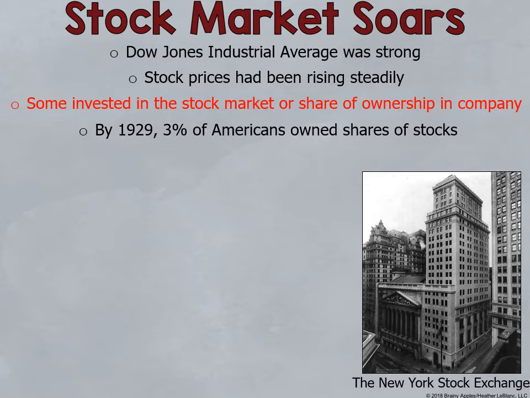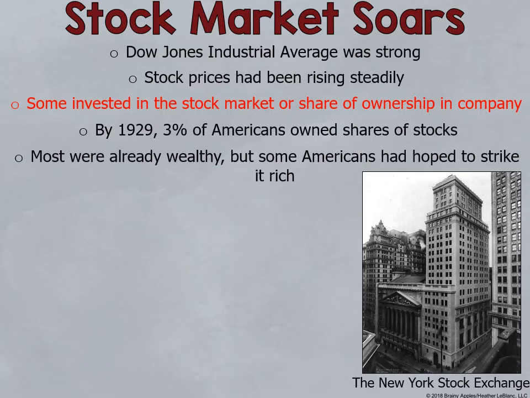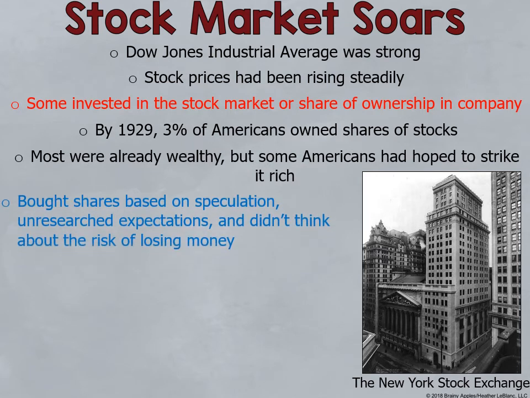All right, by 1923, 3% of Americans owned shares of stock, so that's a relatively low number. Most were already wealthy, but there were still some others that were everyday people that were just hoping to hit that big winning company, to get rich and have all of this time and effort pay off. Many people, however, bought stock on speculation, which means they didn't have any concrete data or information that this company was going to do really well.